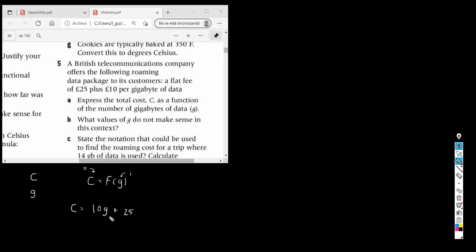I think you should understand this just by looking at it. Now, how can I put this into functional notation? If I'm telling you that the cost is a function of g, then basically just make this substitution, right? F of g equals 10g plus 25. That's it.